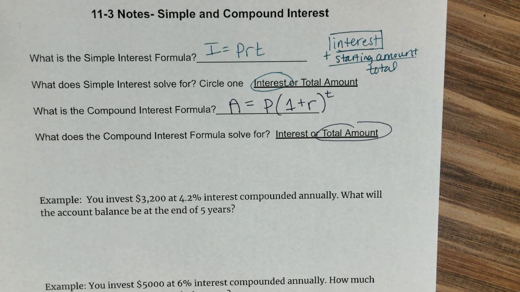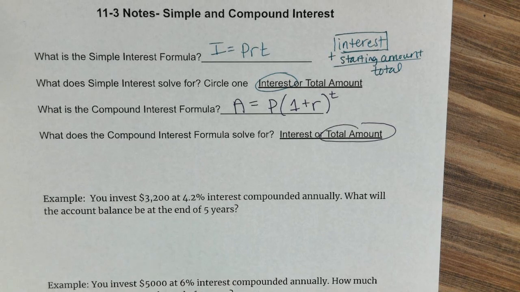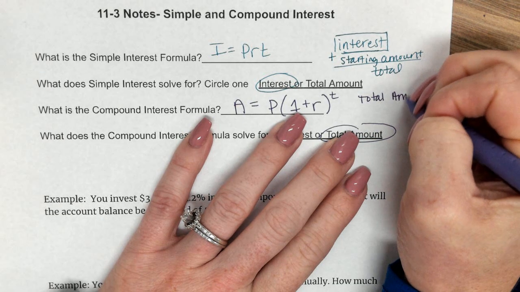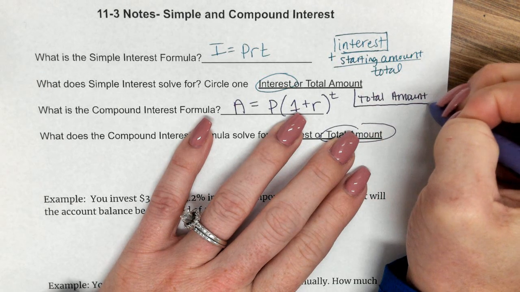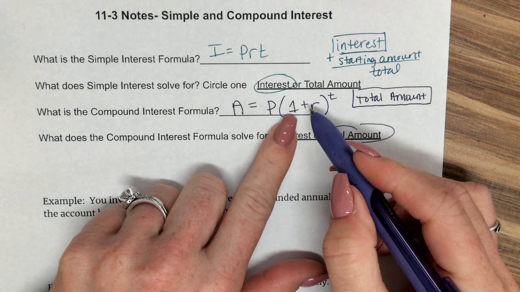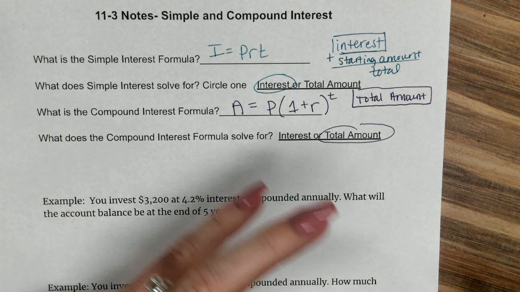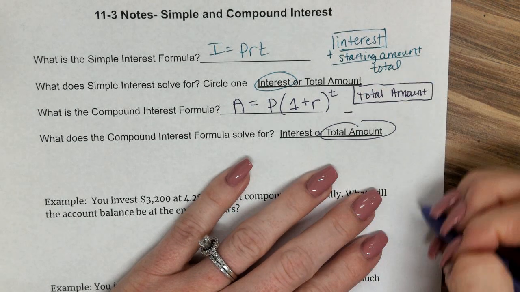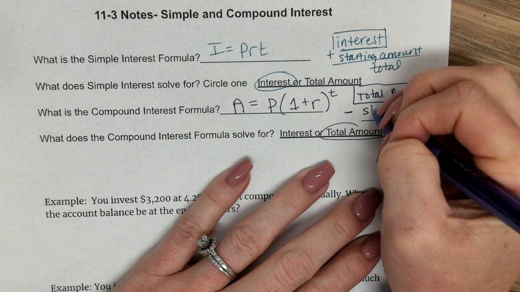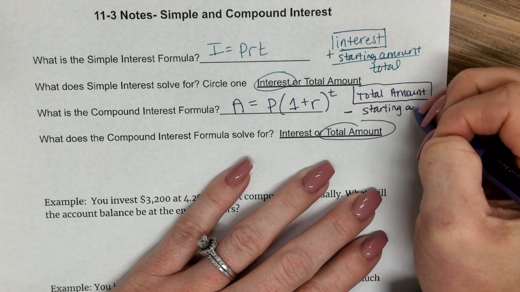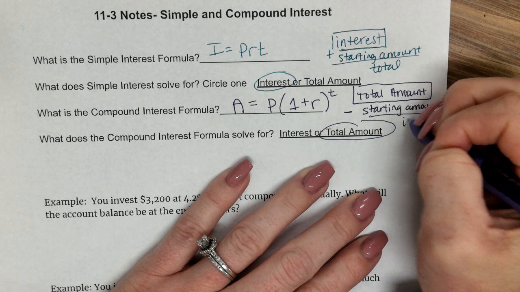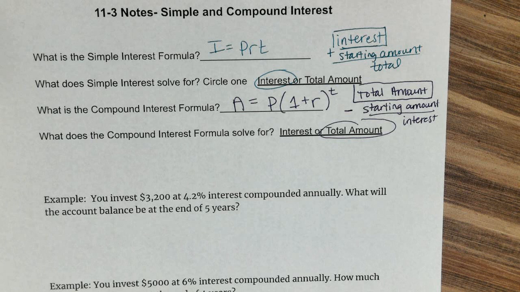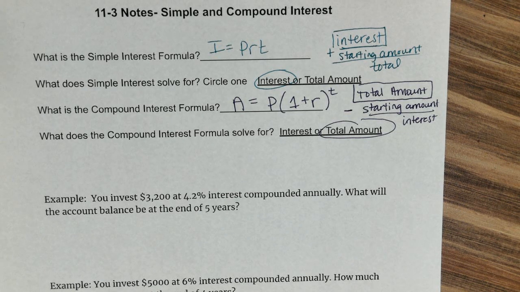On the other hand, compound interest solves for what? So I'm going to put that right here. It solves for total amount. That is what this formula is going to give you. So if you have a question and it asks for interest, you're going to take your answer and do what? Subtract the starting amount. And that will give you the interest. So these two things right here tell you what to do for every problem. You just have to read what it's asking you for.